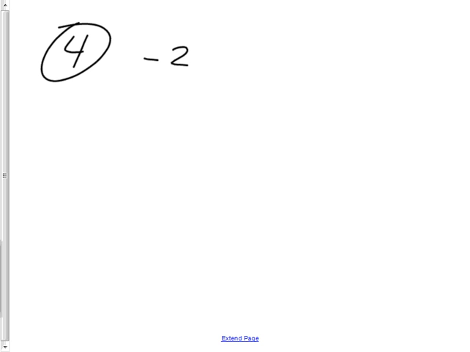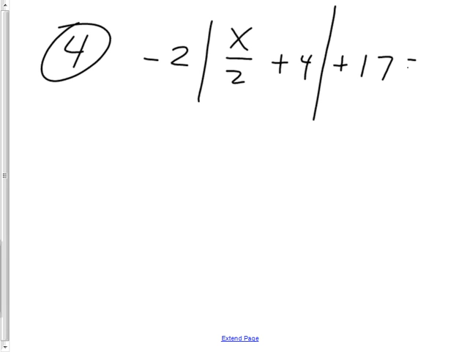Mathematically, at least. Absolute value of x over 2. And then it says +4. And then outside there it's +17 equals -5. Okay, I need to enter that in my calculator.